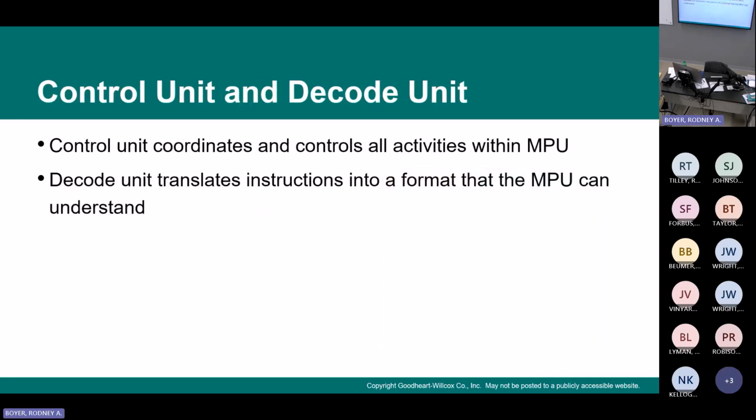Control unit and decode unit. Control unit coordinates and controls all activities. The decode unit translates instructions into a format that the MPU can understand. Would you rather remember 0001, 01, 00, 11, 001, or XIO? I would rather remember XIO. So the decoder unit takes human readable stuff and converts it into machine code that the MPU can deal with.